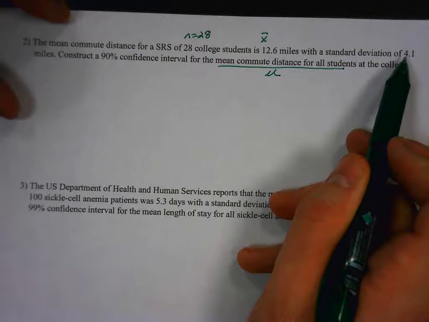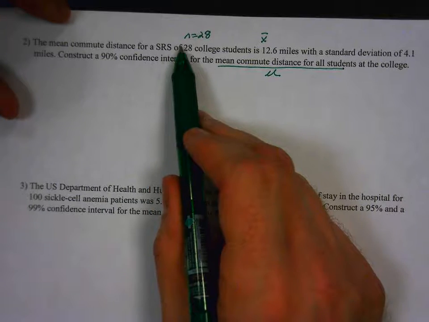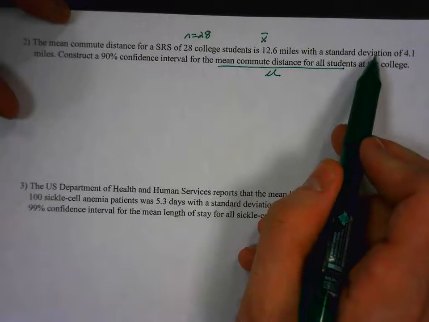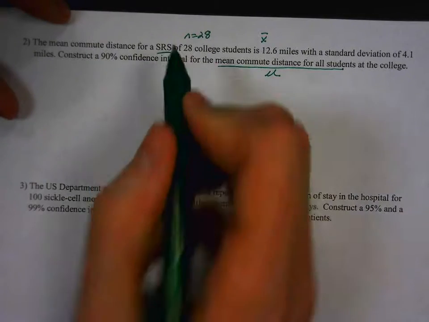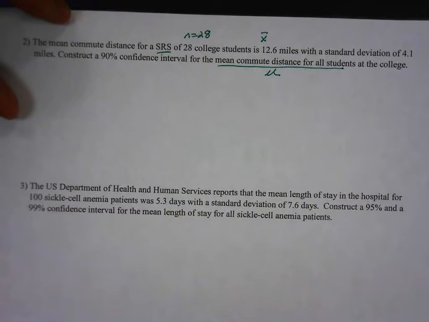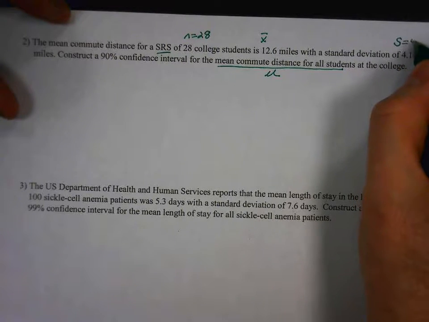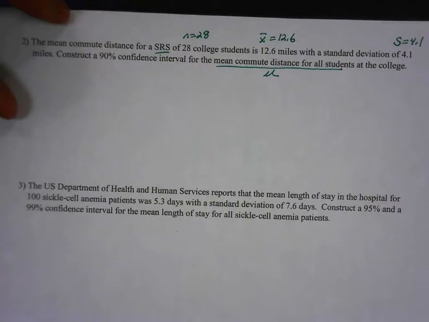Well, again, this is where it's tricky, or it could be tricky. When you read that a sample of 28 resulted in this sample mean and this sample standard deviation, it doesn't say sample standard deviation, but it's implied that it's coming from that simple random sample, which has sample in it. So they're telling you that s equals 4.1 and x bar is 12.6.